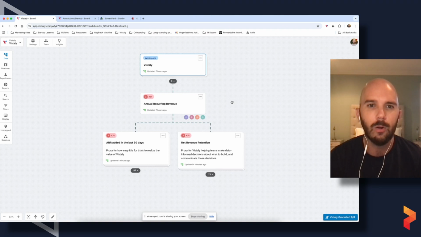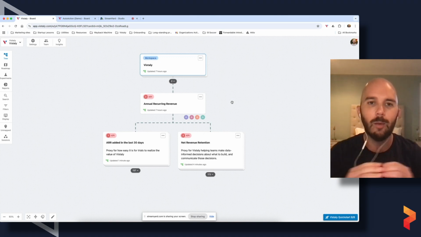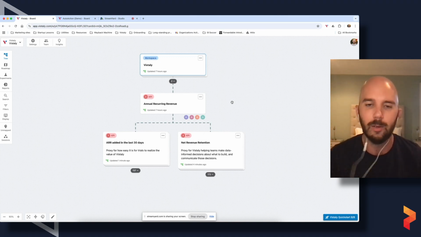And they just have no idea about what are the things that ultimately ladder up to the company's overall revenue numbers. What are the things that are important to them?